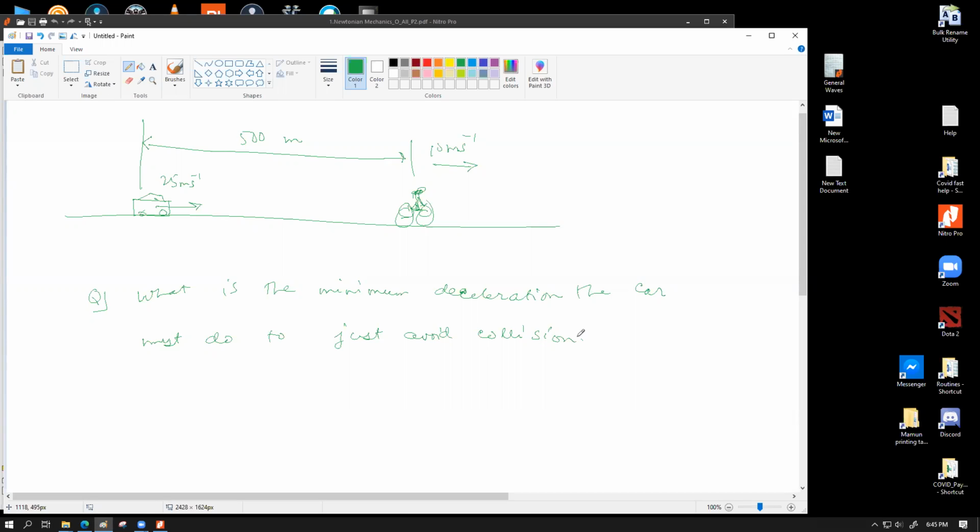If you try to visualize, it is something like this: the cycle is going forward, the car is catching up on the bicycle, but it's slowing down, and they're both moving forward. There comes a point when the car nearly touches the bicycle, and then it does not touch anymore, because beyond that point of just avoiding collision, the bicycle keeps on moving at 10 meters per second, but the speed of the car goes below 10 meters per second because it is decelerating. So from that point, the gap will once again start to decrease.